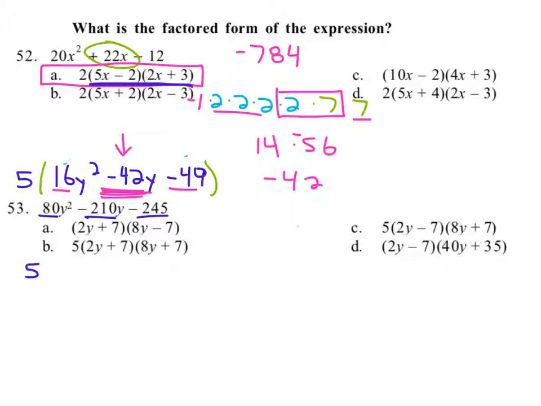Okay, so those are the two numbers that are going to multiply to negative 784 and are going to add to negative 42. How did I do that? Let's look at that one more time. Okay, I took the two numbers we multiplied, let's go back to the beginning.